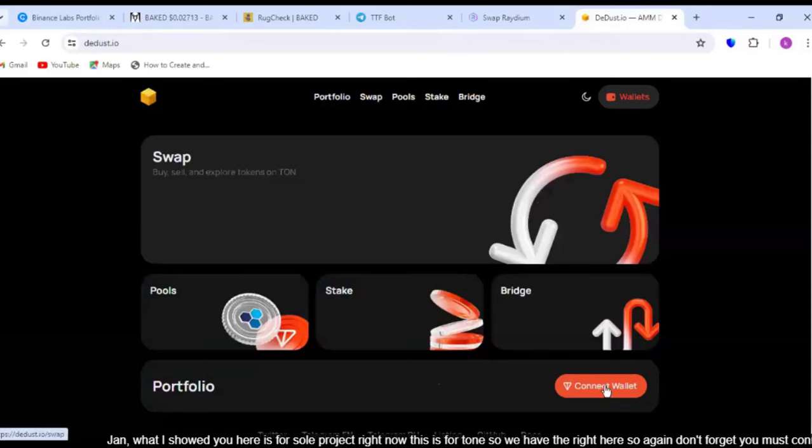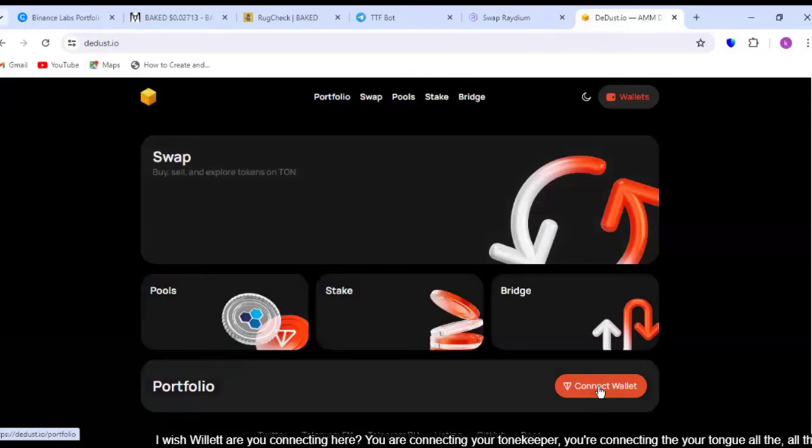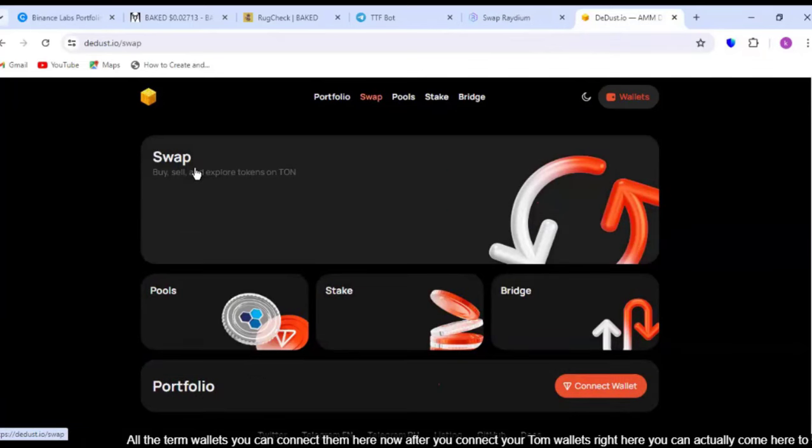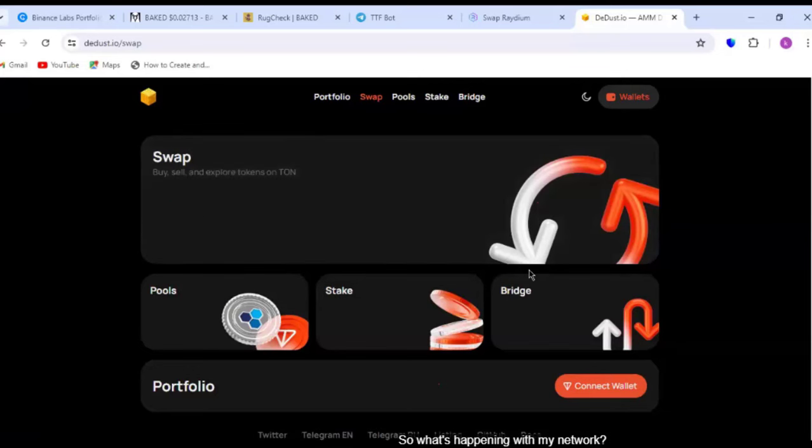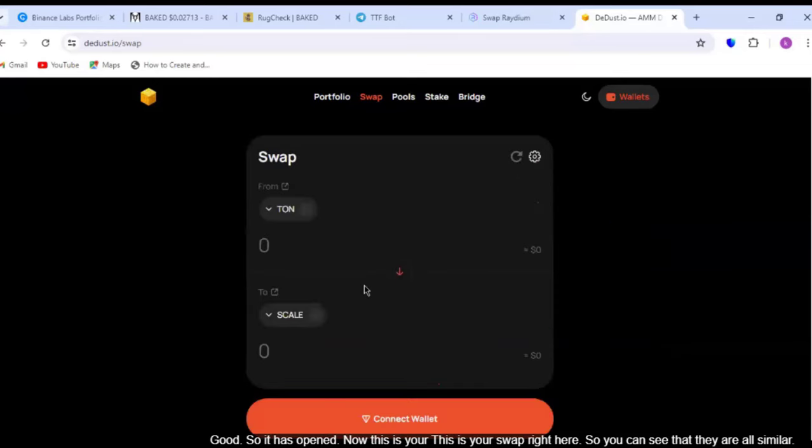So again, don't forget, you must connect your wallet. And which wallet are you connecting here? You are connecting your Tonkeeper. You are connecting your Tonhub. All the Ton wallets. You can connect them here. Now, after you connect your Ton wallet right here, you can actually come here to swap. Right? So what's happening with my network? Good. So it has opened. Now this is your swap right here.